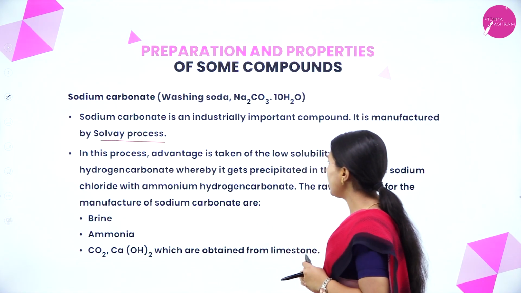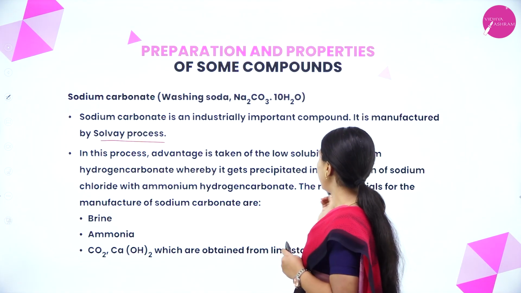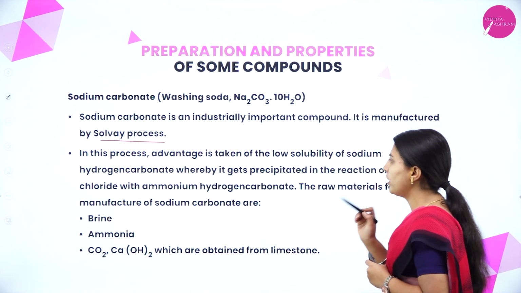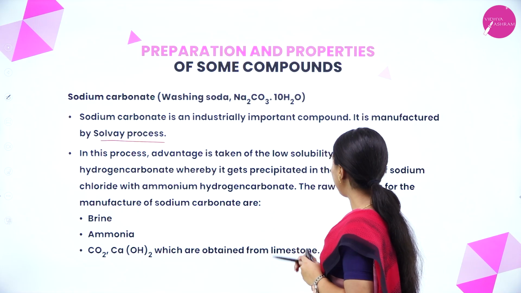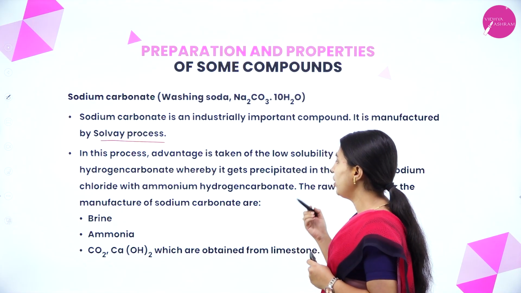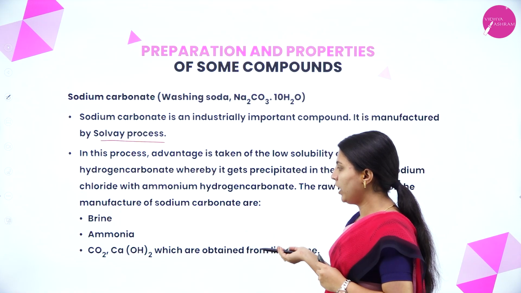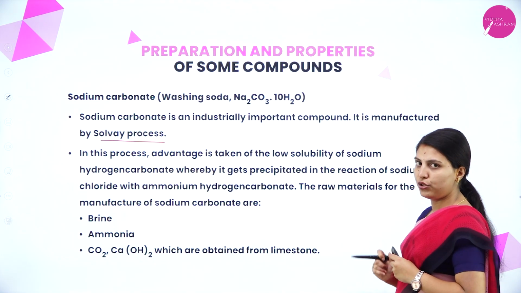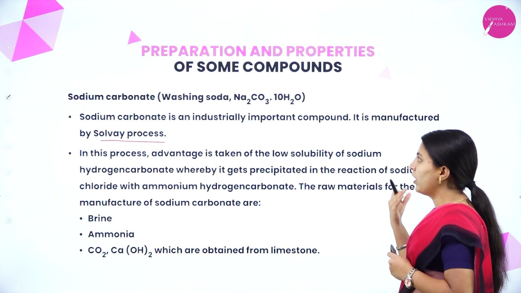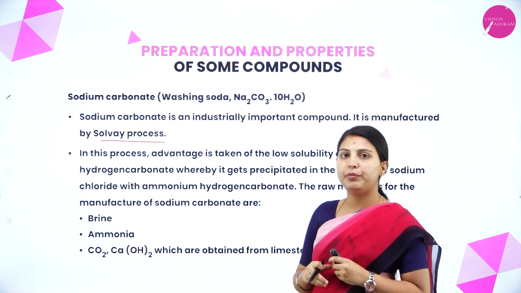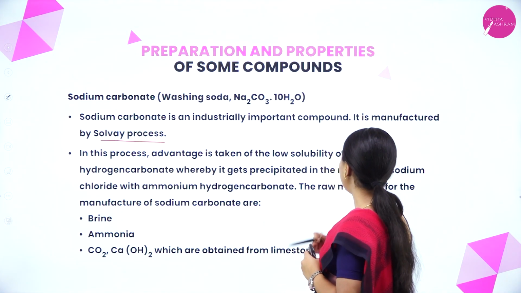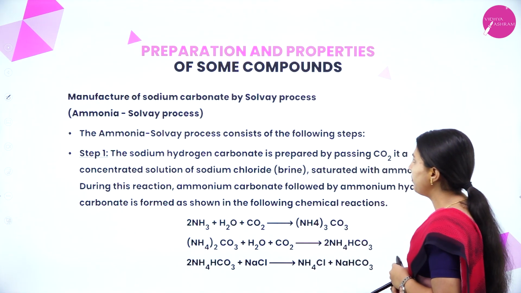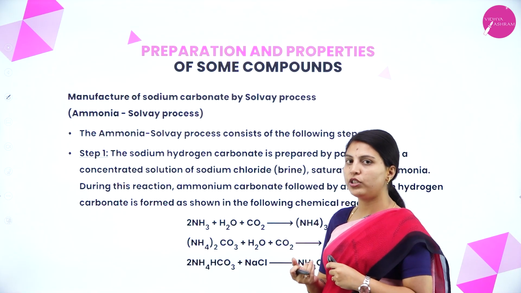In this process, advantage is taken of the low solubility of sodium hydrogen carbonate, whereby it gets precipitated in the reaction of sodium chloride with ammonium hydrogen carbonate. The raw materials for the manufacture of sodium carbonate are brine, ammonia, carbon dioxide and calcium hydroxide, which are obtained from limestone. This is the manufacture of sodium carbonate by Solvay's process, also called the ammonia Solvay process.